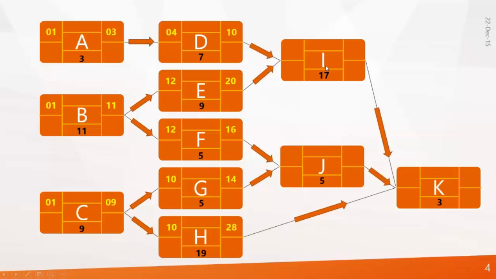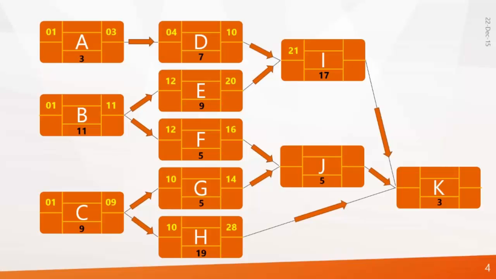Now look at activity I. Activity I will start after completion of D and E. D will finish on day 10 and E will finish on day 20. So activity I will not start on 11, because it will wait for D and E to finish. You have to check which is the longest duration, which in this case is activity E at 20. So you take the larger value and add 1, which makes 21 for the start of activity I.